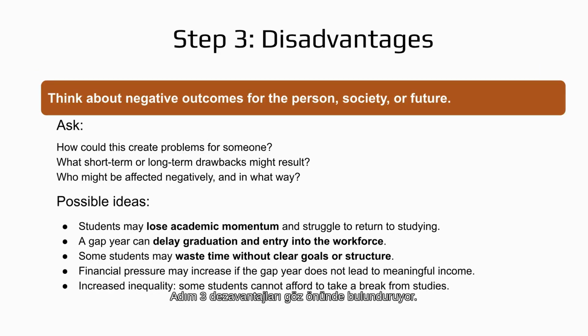Step 3 is considering disadvantages. Focus on negative outcomes. For example, students might lose academic momentum, delay graduation, or waste time without clear goals. Financial pressure or increased inequality are other drawbacks.